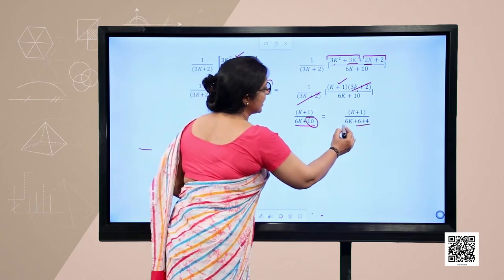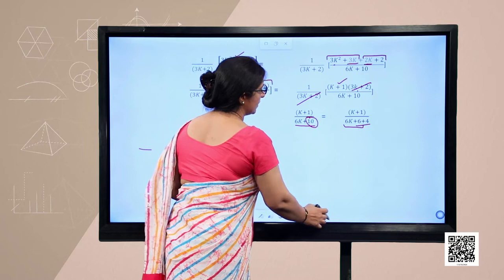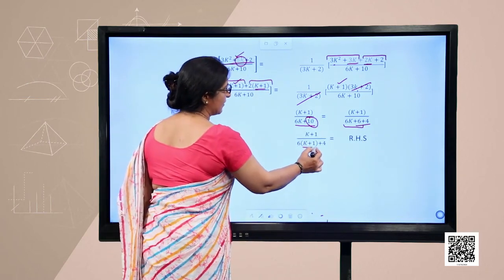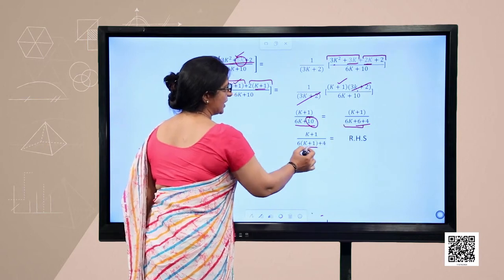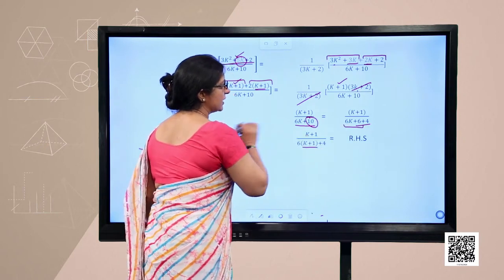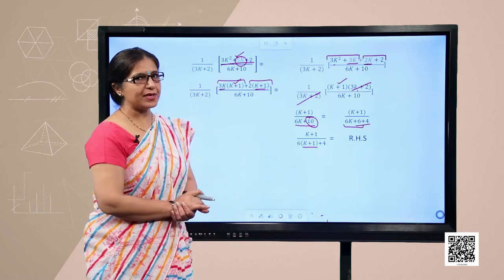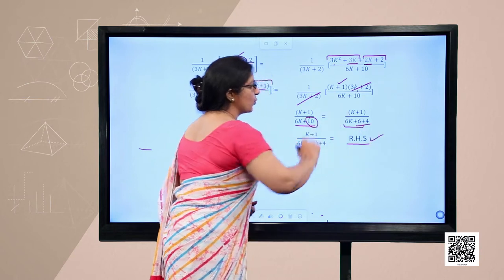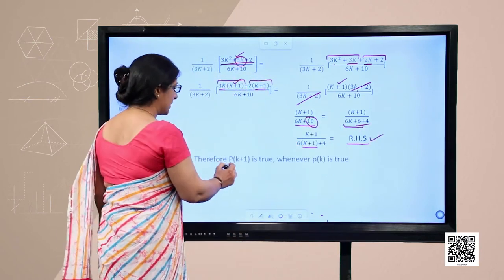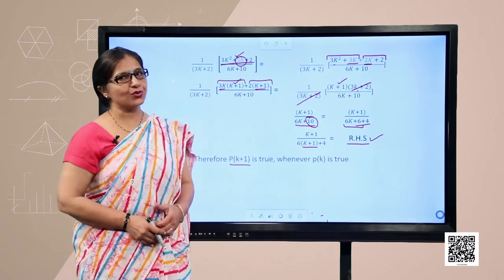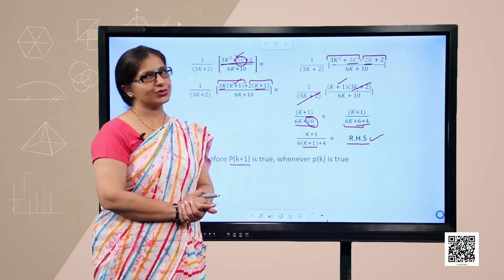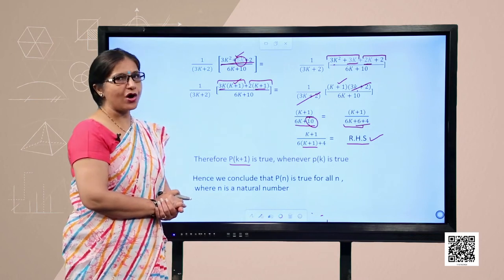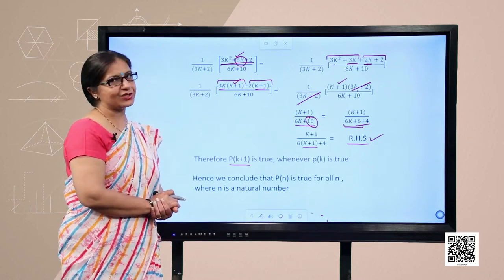Now we can take 6 common from these two terms. As you can see, after taking 6 common, we are left with k plus 1 in the denominator plus 4, and in the numerator we already have k plus 1, which is nothing but the right hand side, which is to be proved. Therefore, we can say P(k plus 1) is true whenever P(k) is true, and we conclude that P(n) is true for all n where n is a natural number.